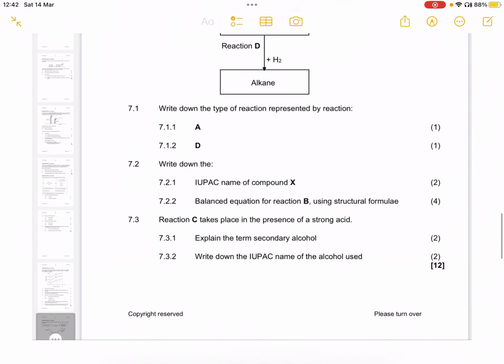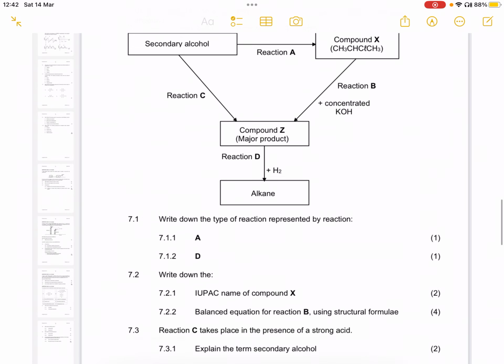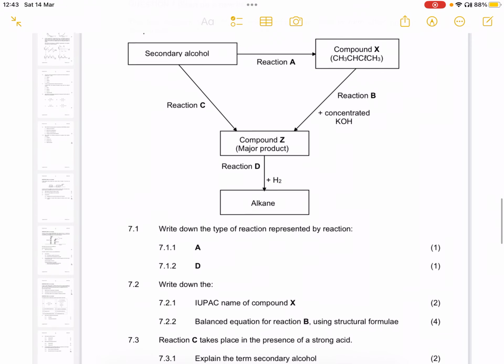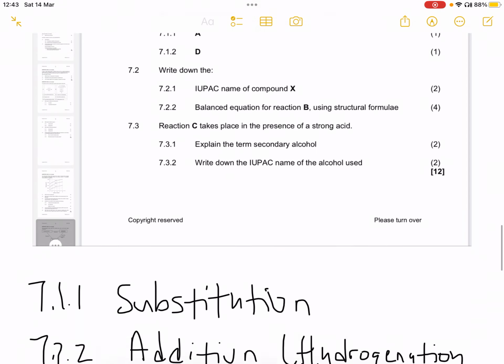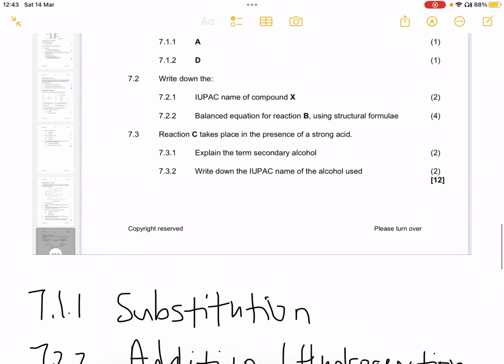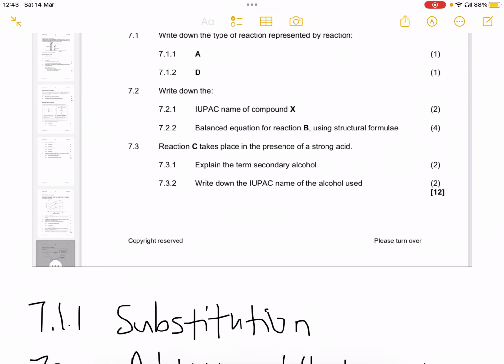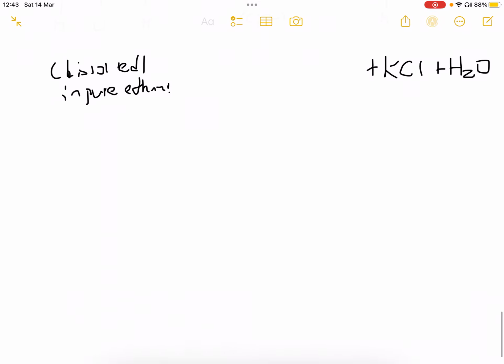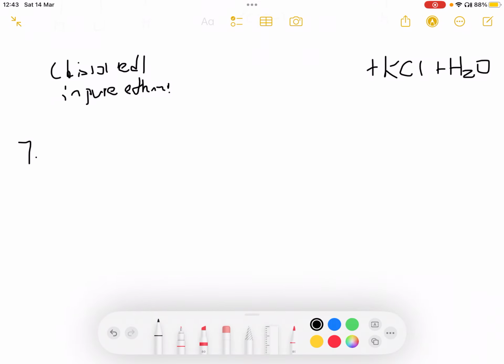The second last question is that reaction C takes place in the presence of a strong acid. Reaction C is the secondary alcohol turning into compound Z, and we now know compound Z. Explain the term secondary alcohol, 7.3.1.